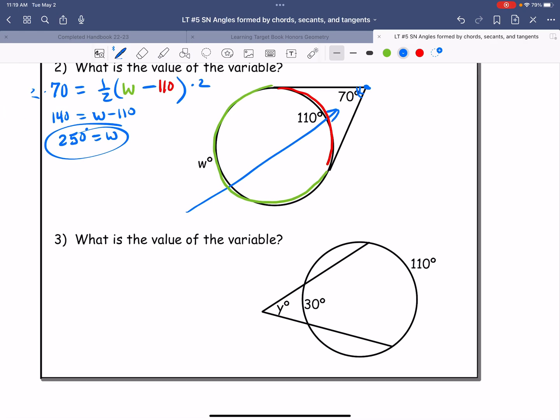What is the variable down here? Well, y, which is outside, they intersect outside the circle. In this case, our angle y is equal to half the difference of our intercepted arcs. Difference because they intersect outside the circle. 110 minus 30. And we're just calculating this, and this will give us 40.